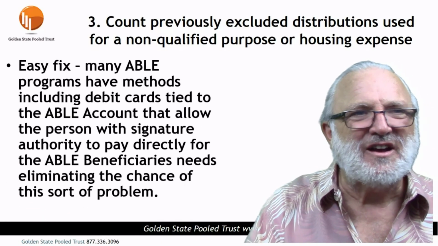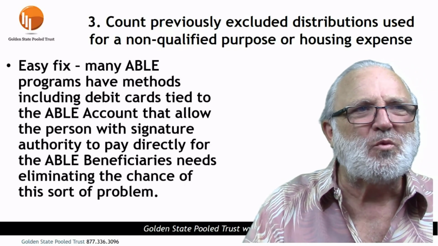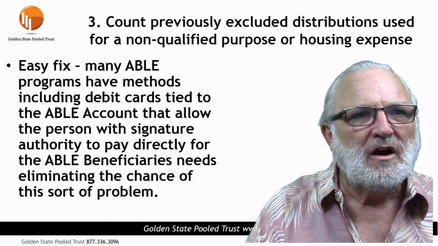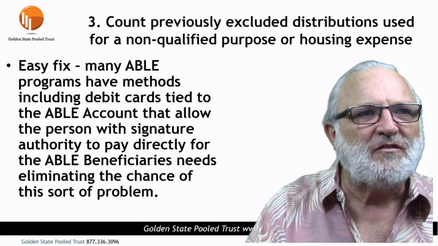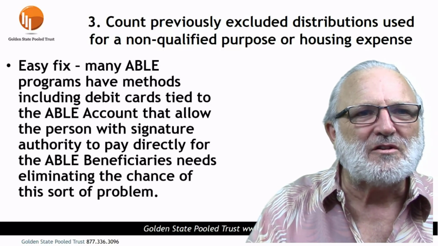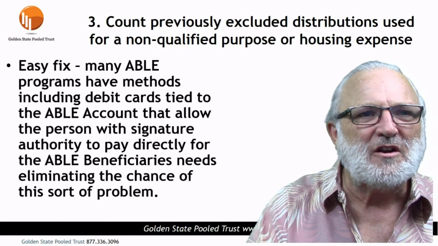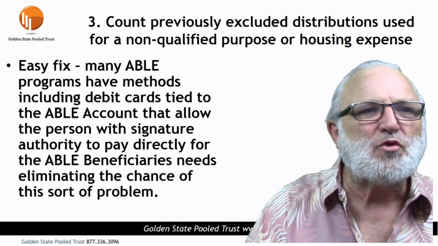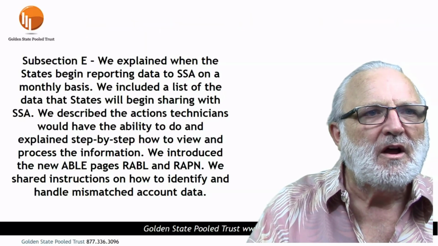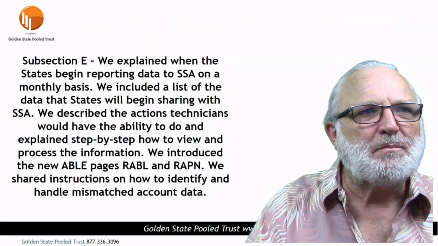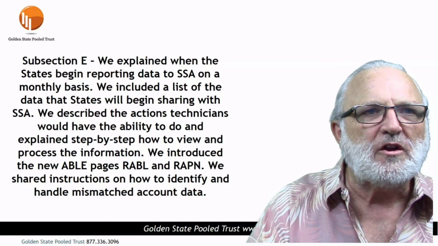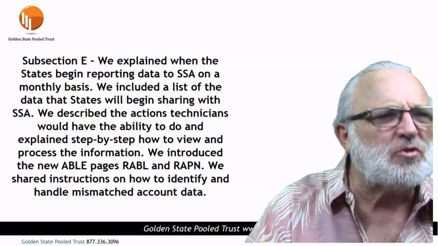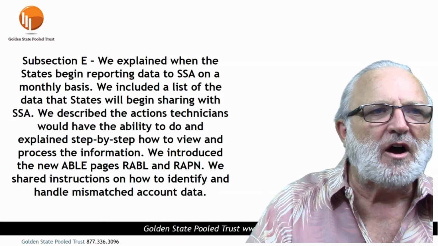So here's a word of advice. I think it makes a lot of sense that many ABLE programs have methods, including debit cards, tied to ABLE accounts that allow the person with signature authority to pay directly for their needs, eliminating the chance of this sort of problem. The next section is something we're going to skip over, which deals with how Social Security accepts data from the different ABLE programs, which I'm sure is fascinating to the ABLE programs, but not relevant to us.